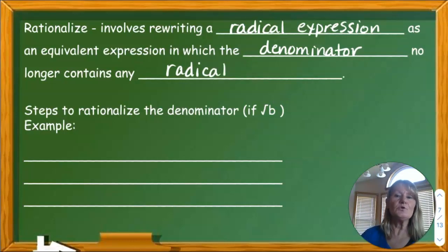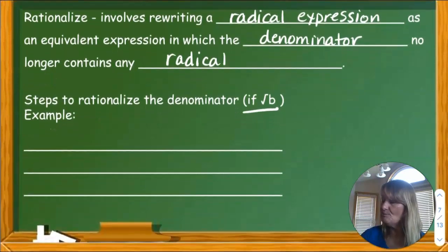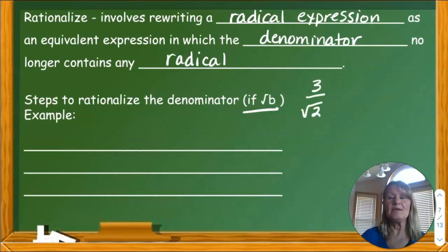Now, there are multiple ways that you're going to see that denominator written where there are radicals in it, but we're going to start with the simplest one, and that is if we have something like just the square root of b. What do I mean by that? If you had just maybe a number, something like 3 over the square root of 2, that would be what I mean when I say just over the square root of b.